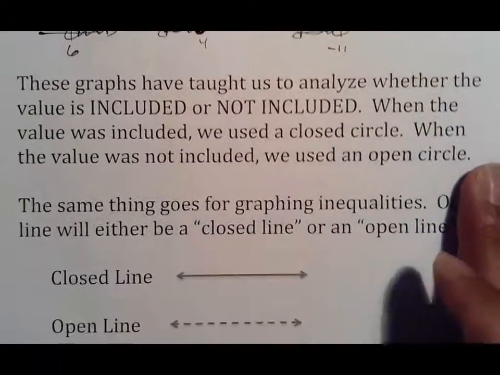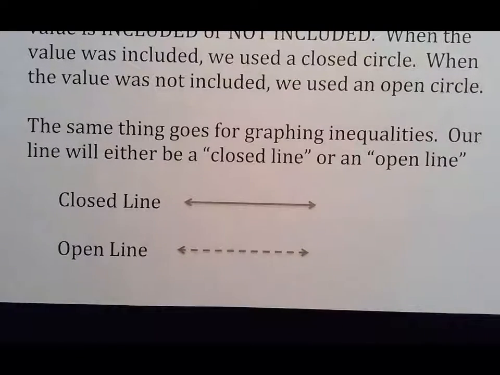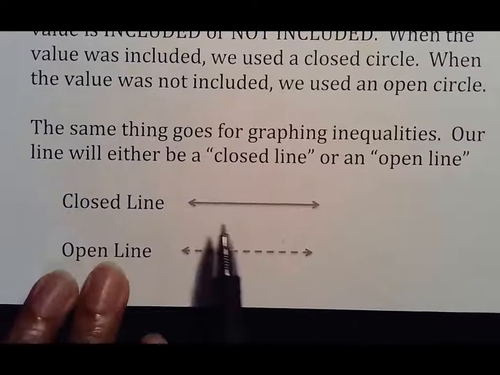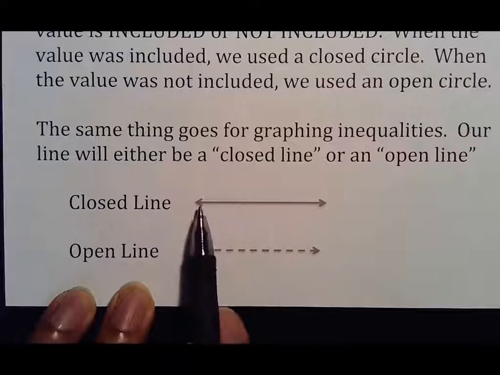The same thing goes for graphing inequalities. The line will either be a closed line or an open line. So again, what we would call an open circle would look like this. So it would be an open line. A line that includes the numbers would be closed.